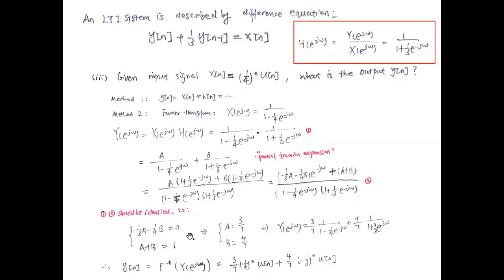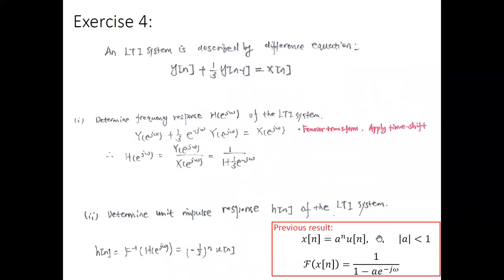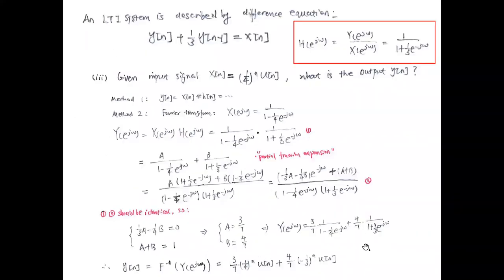We have a set of two equations with two unknowns. We can use simple linear algebra to solve for it. The result is A and B given here. So Y of exponential j omega written in two terms with A and B known now. So we can apply the inverse Fourier transform again using this formula, right? So this is the frequency domain, and then to the time domain is a to the power n u[n]. The first term a equals 1/4, the second term a equals -1/3.